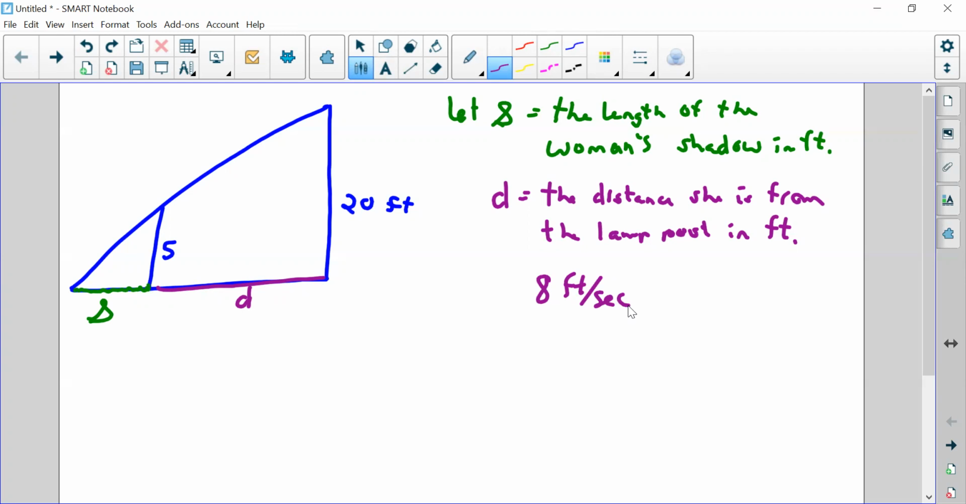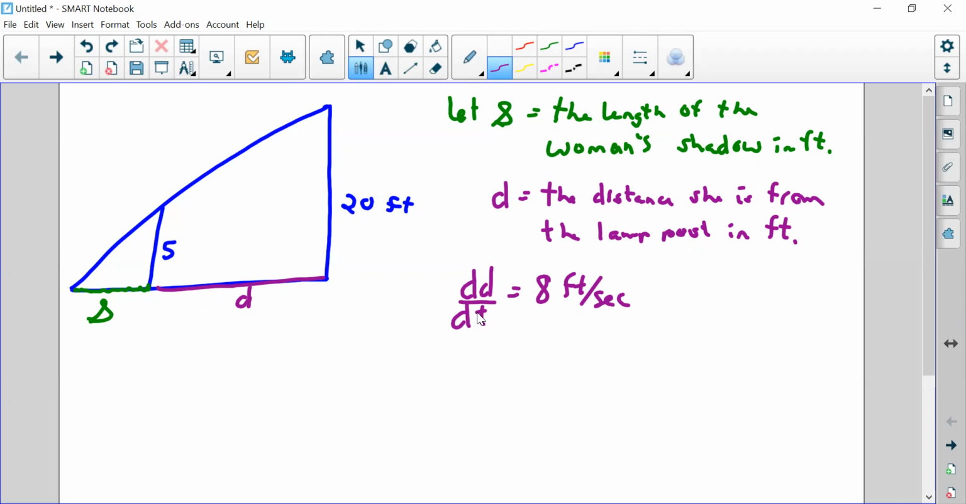Now, using our notations that I just came up with for identifying the different parts of the triangle, what calculus notation would we use to represent that 8 feet per second? What is that, as she's walking? dD over dt. That's the rate at which the distance she is from the lamppost is changing. So that would equal dD over dt. So you have to figure out the rate you know once you identify your variables.